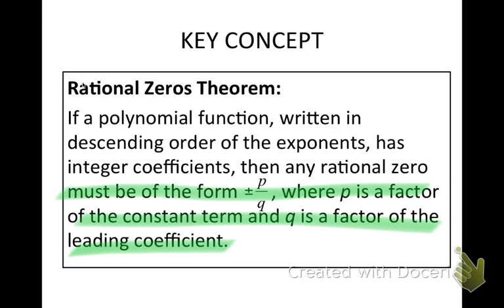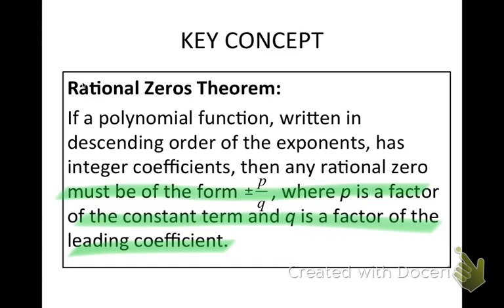All right, so if we have a polynomial function, and it's written in standard form, what's going to happen is you're going to have your constant term, and then you're going to have your leading coefficient. And you're going to create a ratio, or a fraction, of your constant term over the leading coefficient. So P is going to be all your factors of your constant term, and Q is going to be all your factors of your leading coefficient.